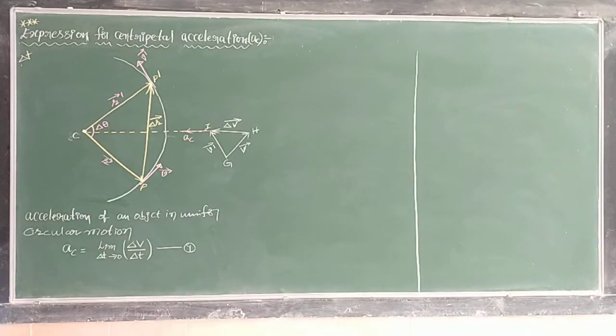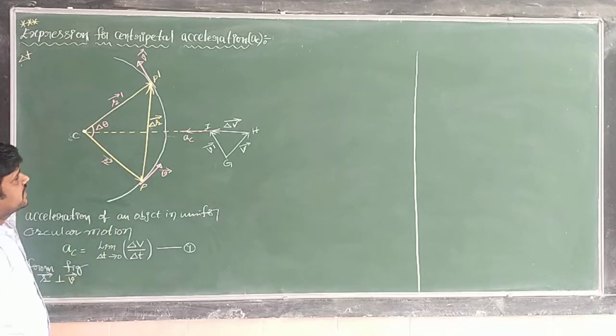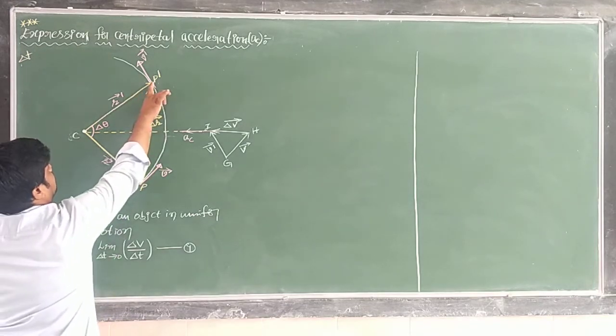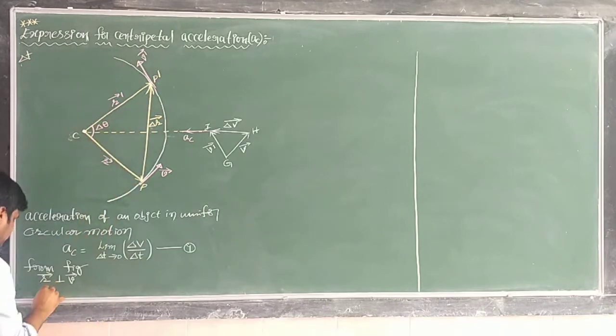Now, coming to the diagram, from the figure we can write that r bar is perpendicular to v bar. See, this is the r bar and this is the v bar. Next, r bar dash is perpendicular to v bar dash.